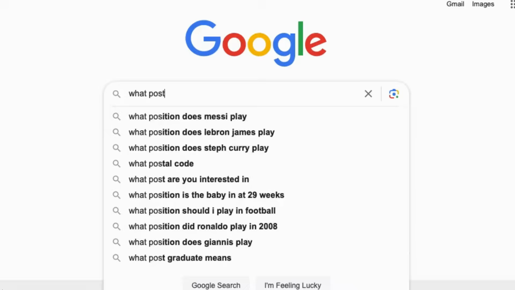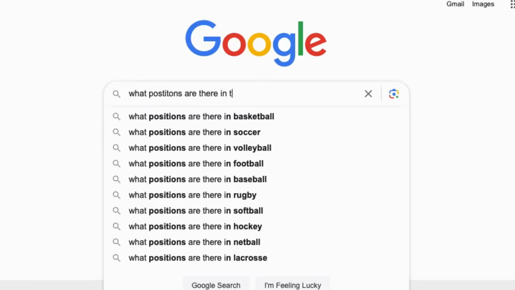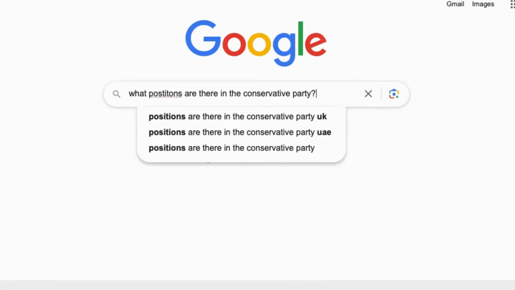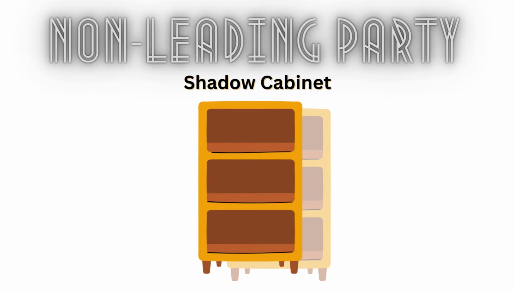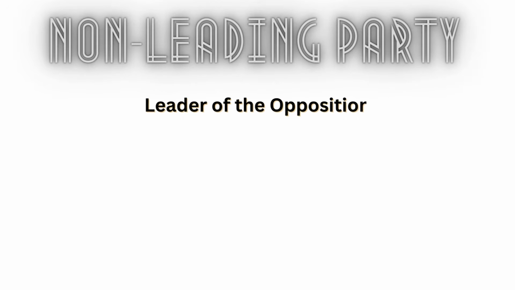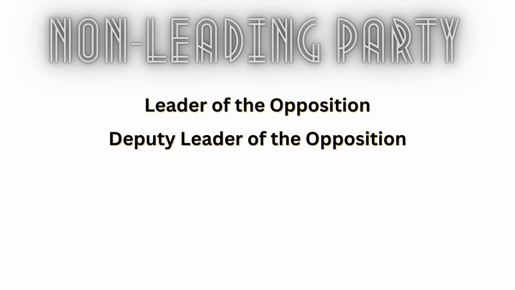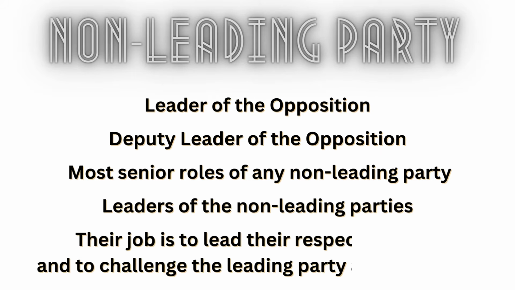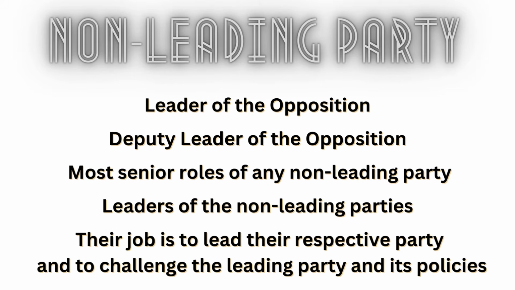You can find out the positions that make up a cabinet or shadow cabinet within each political party by Googling it. Again, these positions all exist in non-leading parties, but would be called shadow positions. For example, Shadow Chancellor of the Exchequer. And there are a couple of additional positions in non-leading parties, such as Leader of the Opposition and Deputy Leader of the Opposition. These are the most senior roles of any shadow cabinet, and they are responsible for leading the opposition party that criticises policies of the leading party and submits alternative policies from their own party.